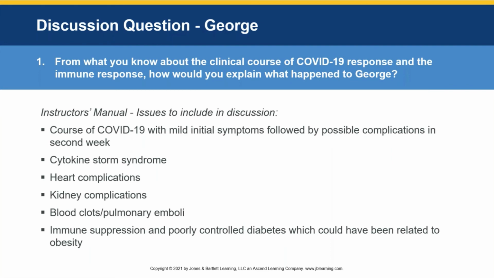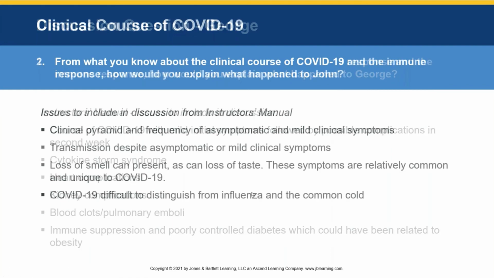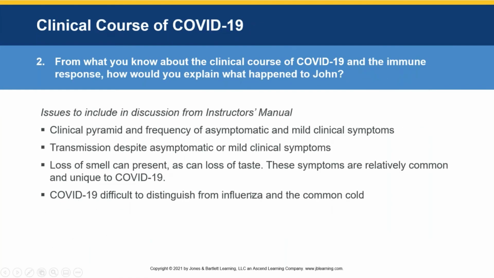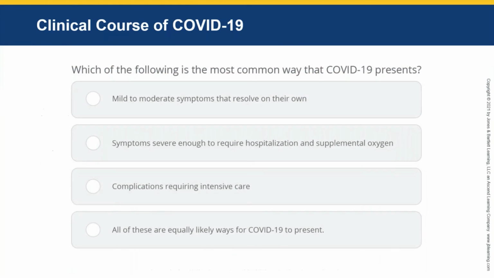And so with George, it looks at what cytokine storm means and how it affects the heart and the kidneys and the blood. And then the next discussion question has to do with John, and it asks about the different aspects of what happened in terms of John, and in terms of long COVID as well. Then in the next slide, it just shows the kinds of interactive test questions that are included as knowledge checks within the case study.